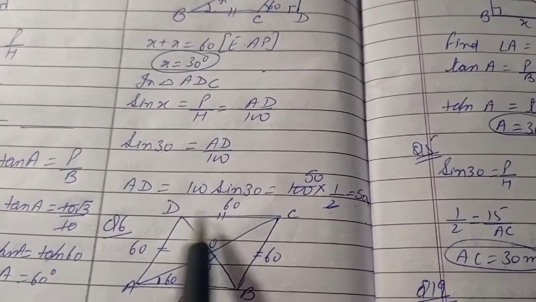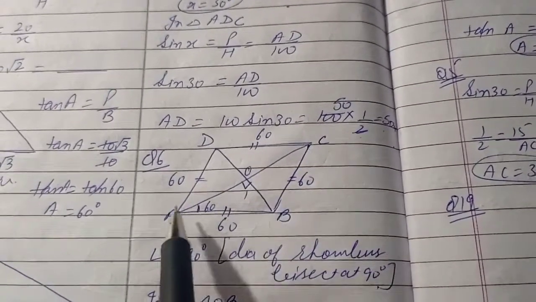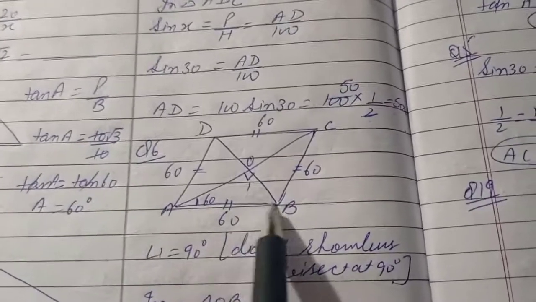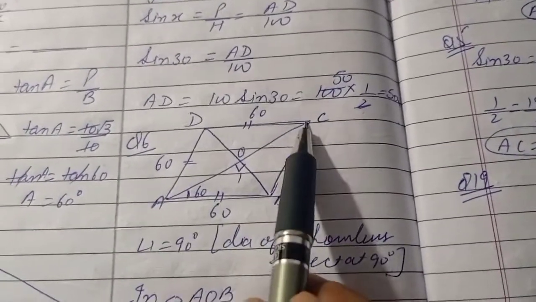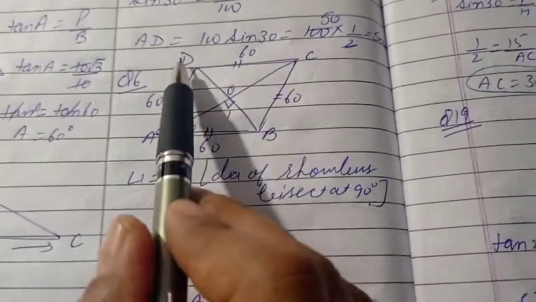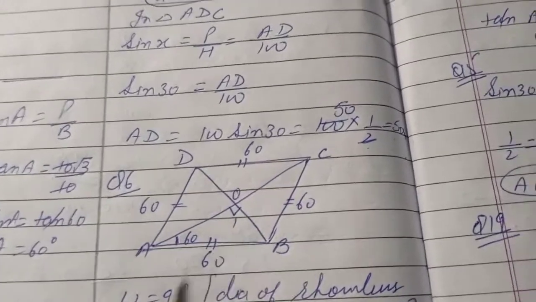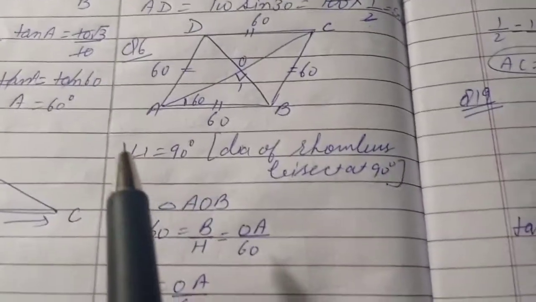6th question, this kind of figure is given. Find the length of the diagonals AC and BD, given AB is equal to 60. So all the sides are given equal. It will become a rhombus. And you know in case of a rhombus, diagonals bisect each other at 90 degree. So I mark this angle as 1. 1 will be equal to 90 degree.